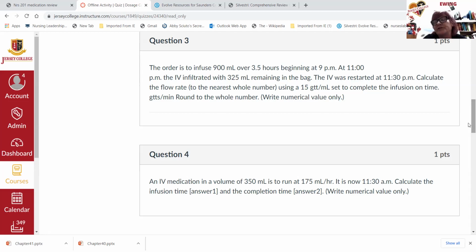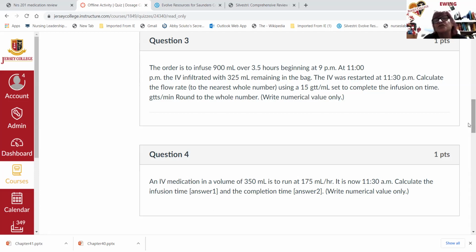So if we take our total volume, which is 325, and I calculated the 90 minutes right, then we multiply that times 15, I got 54 drops. He said it again, because I left out the time. That's where I went wrong.